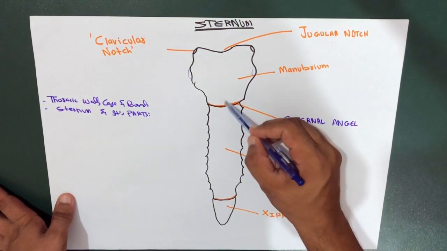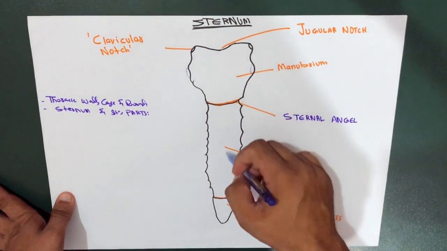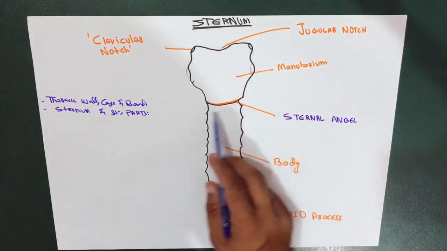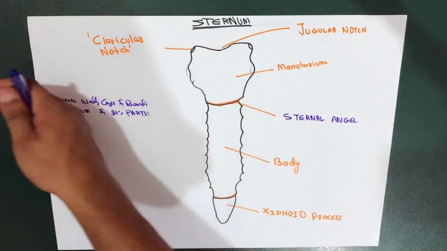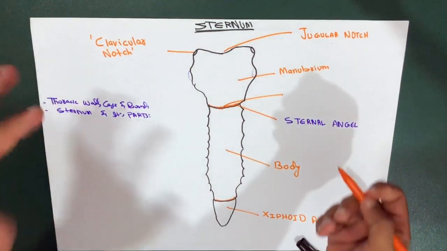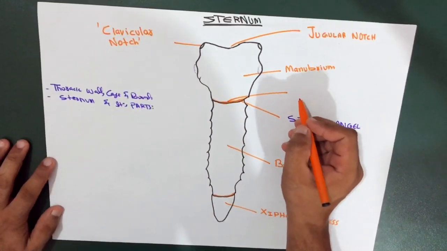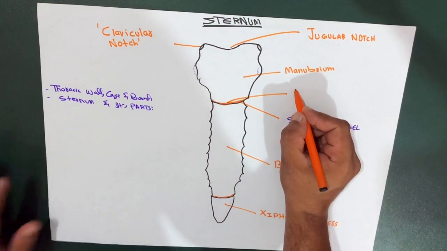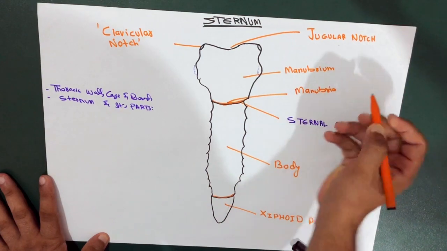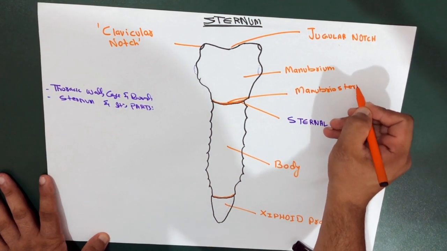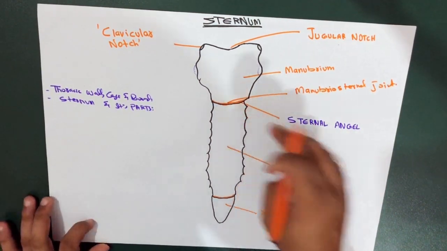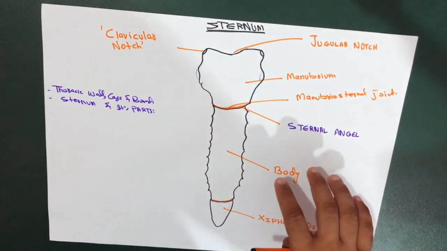Here the manubrium forms a joint with the body of the sternum, called the manubriosternal joint. We haven't mentioned that, so let me mention this one for you. Here we have a joint. This is an angle; we are going to talk about the angle a bit later. But let me mention that this is the manubriosternal joint, the joint between the manubrium and the body of the sternum.